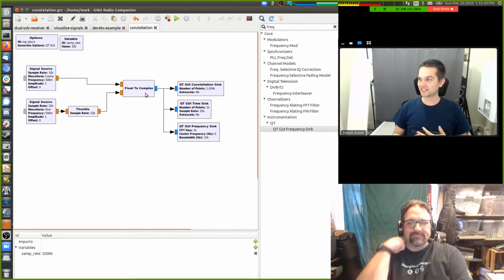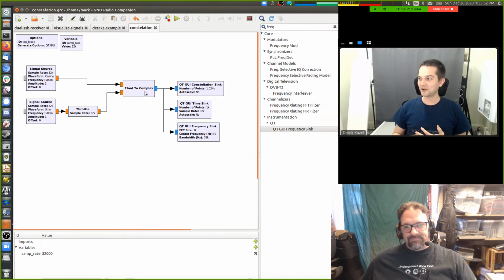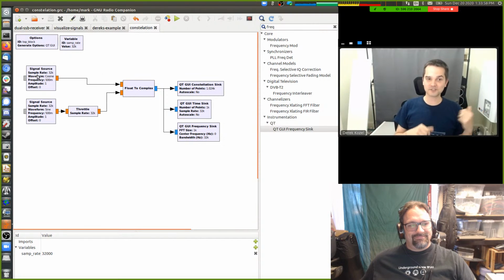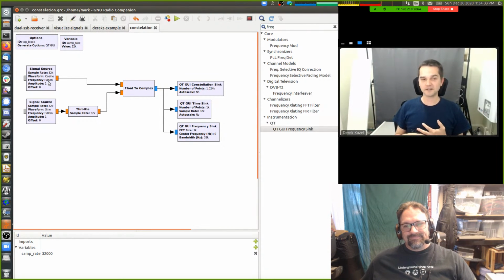And the float to complex goes, well, gosh, no can do, sir. I need something at my inputs. And so it keeps traversing its way up the graph until something can actually generate data. So the throttle block, no can do, I need an input. That first signal source, though, says, oh, yeah, sure. How much do you want?